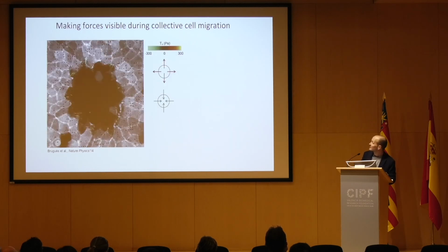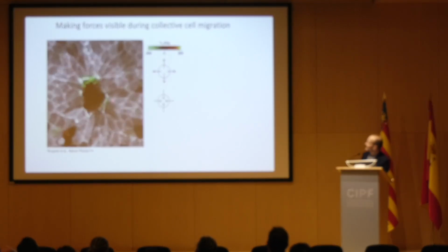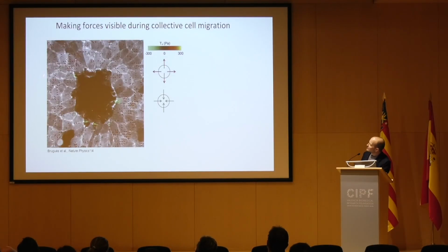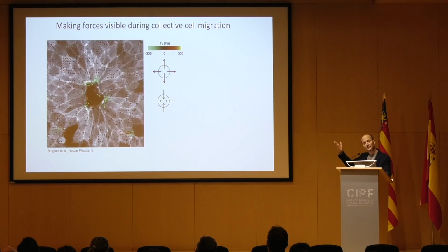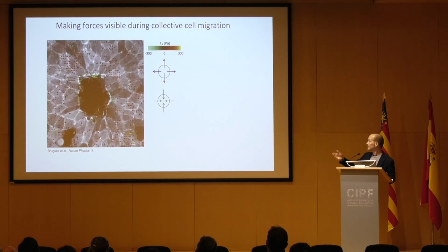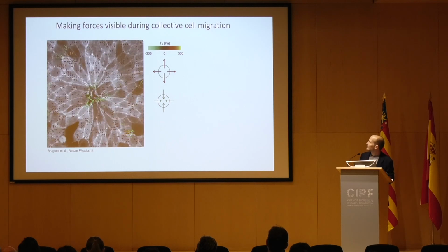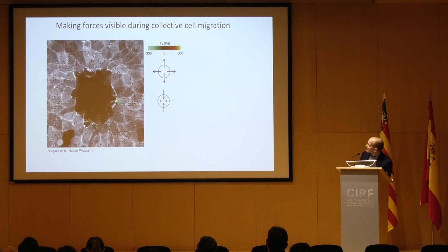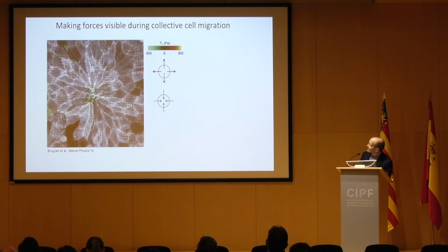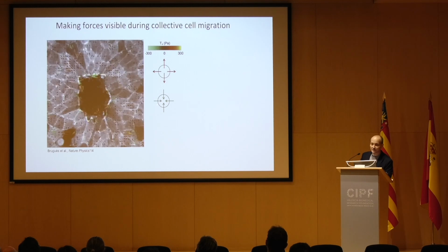So thanks to this technology, we could turn this movie into this movie, where at every point we can now put a vector, which is a force vector. It's indicating how much force a cell is exerting on the substrate. The movie is color-coded according to the radial component of the forces. So red means that forces are pointing away from the wound. Green means that forces are pointing towards the wound.